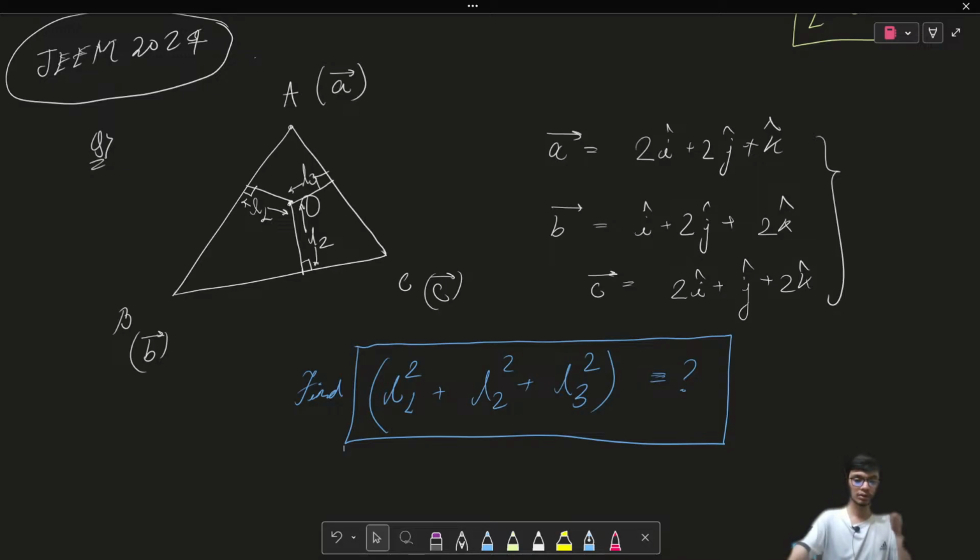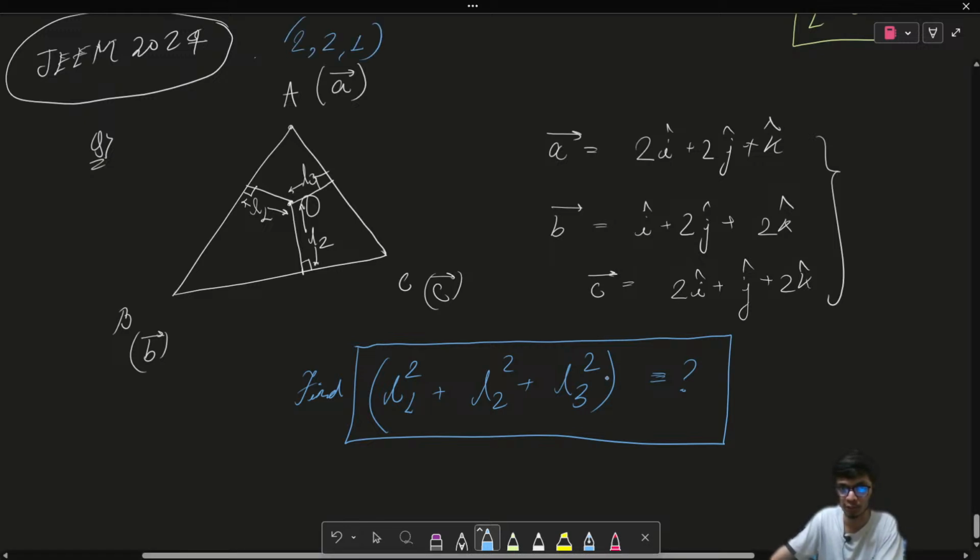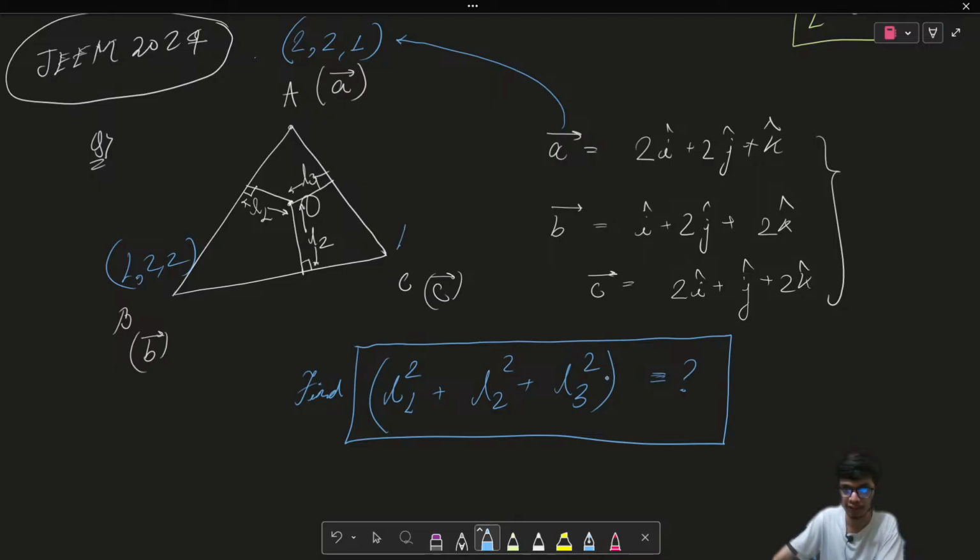All right. So let us see how we can proceed to solve this problem. If you recall our basic discussion, we have seen that the components of the position vector denote the coordinates of these points. So from this position vector, I can write the coordinates of the points as follows. For A, it is 2, 2, 1. For B, it is 1, 2, 2. And for C, it is 2, 1, 2. So the coordinates of these points are obtained.